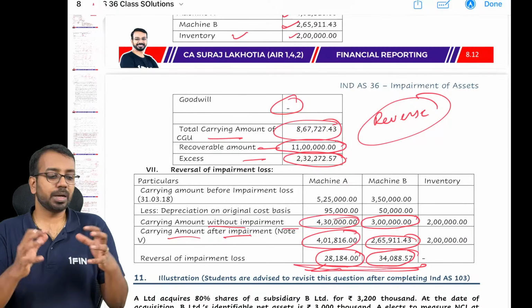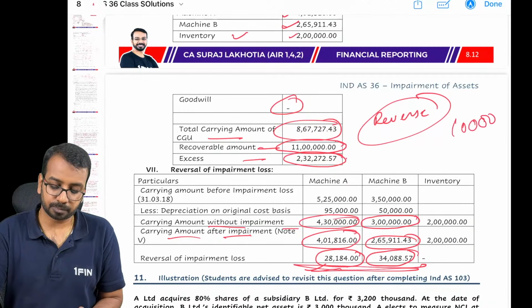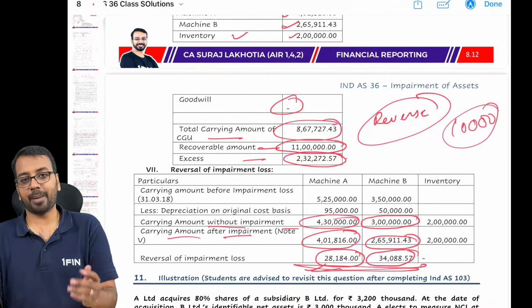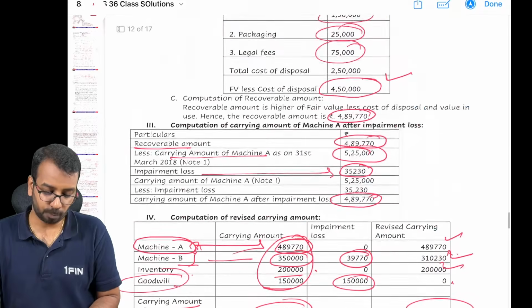If the impairment loss reversal was lesser, let's say there is only 10,000, then in that case the reversal will happen in the ratio of the carrying amount. Okay, that is how we will do.